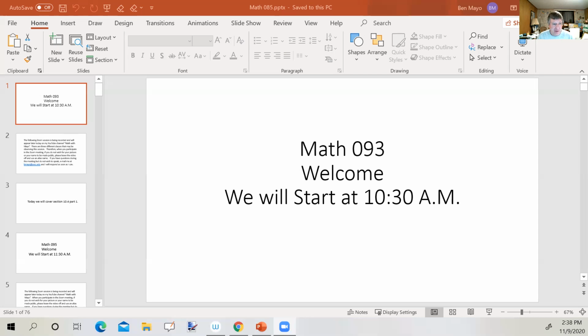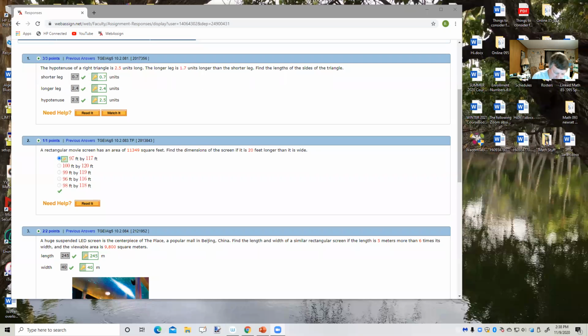But anyway, we're going to get started here and look at problem number one. This is 10.2, part two. It says the hypotenuse of a right triangle is 2.5 units long. So we have a right triangle, which has one right angle. The longest side, called the hypotenuse, is 2.5 units long. The longer leg is 1.7 units longer than the shorter leg. So I'm going to call the shorter leg x and the longer leg x plus 1.7 units. It says find the lengths of the sides of the triangle: the shorter leg, the longer leg, and the hypotenuse.